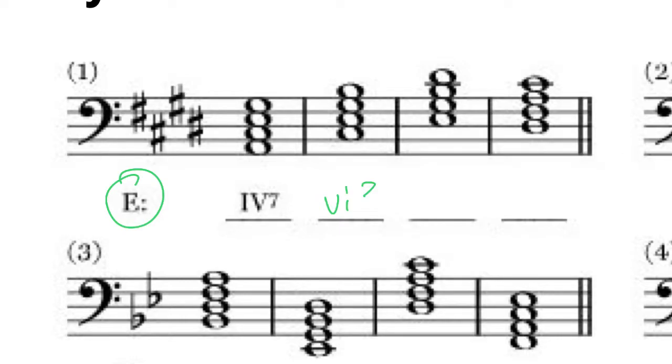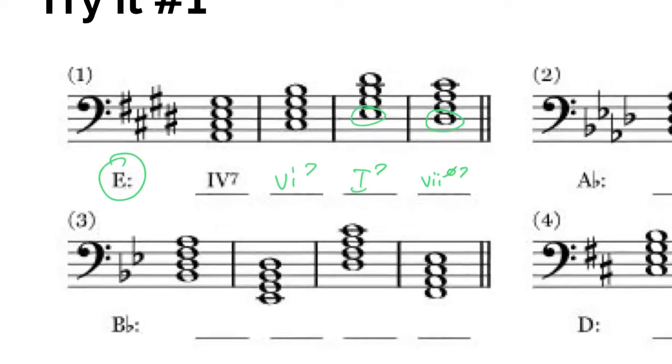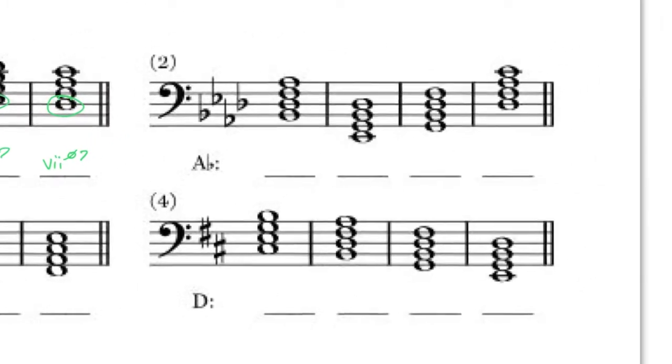And then we are in the key of E major. This is built on E. Okay, this is the 1-7 chord. And then this last one, the root is D sharp, which is our 7th scale degree. So this is our 7 half diminished 7. Okay, let's go on to the next one.